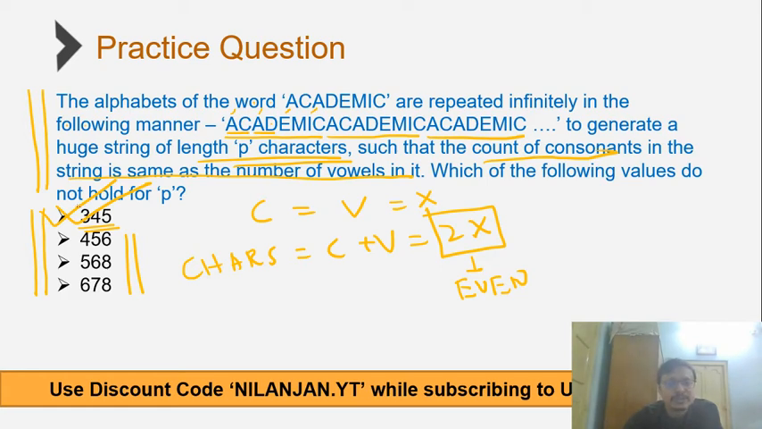All you need to do is check which number out of the options is odd. Hence the answer is option A, 345.